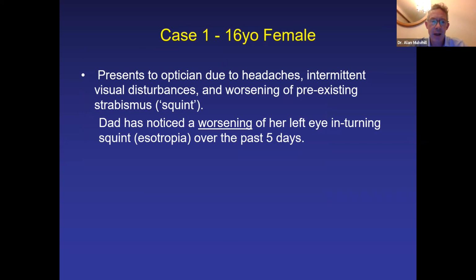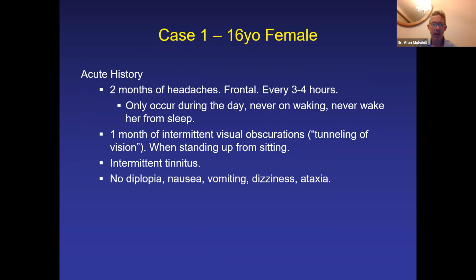A 16-year-old female presented again to the optician, and that's very common in the UK that people often present first to an optician, presented with headaches, intermittent visual disturbances, and worsening of a pre-existing squint that had been there since early in childhood. The father in particular reported that the squint had been worsening significantly over the previous 5 days.